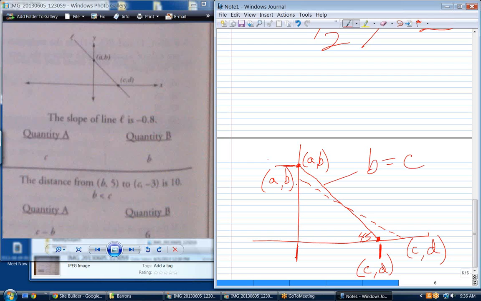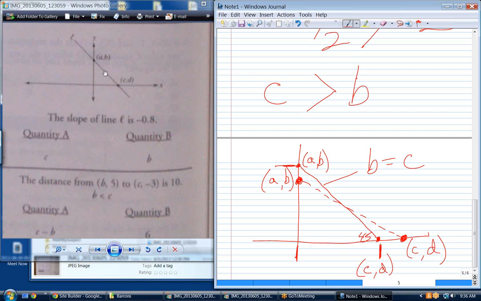Now look at the triangle formed by the dotted line, which is the triangle we actually have. What can you say about B and C? In other words, this is now our point B, and this is now our point C. So B is less than C. Exactly. C is greater than B. So quantity A.